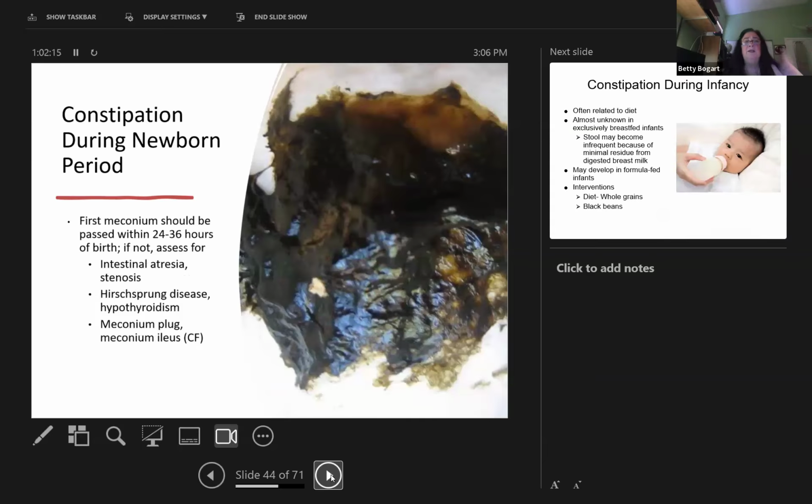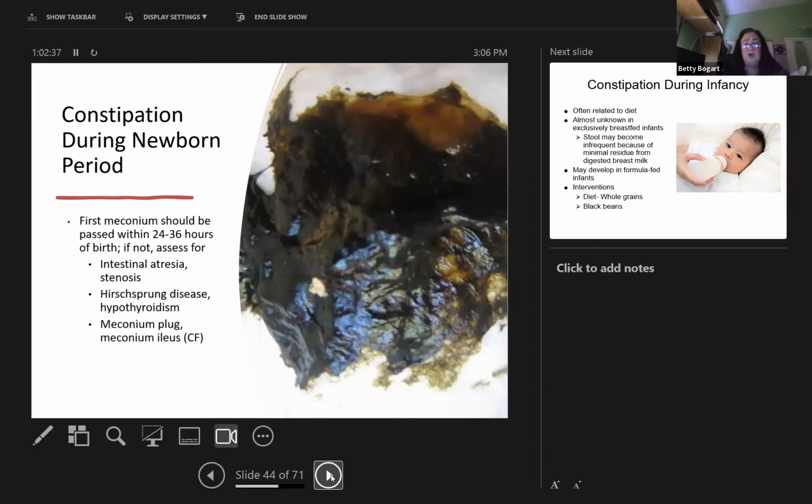Now, important concept here. Your baby is born and you don't see any stool for the first 24 to 36 hours. That's not normal. Usually children come out with that black, sticky, green-looking stool, that's a meconium-looking stool. If they don't have that, it's unusual.